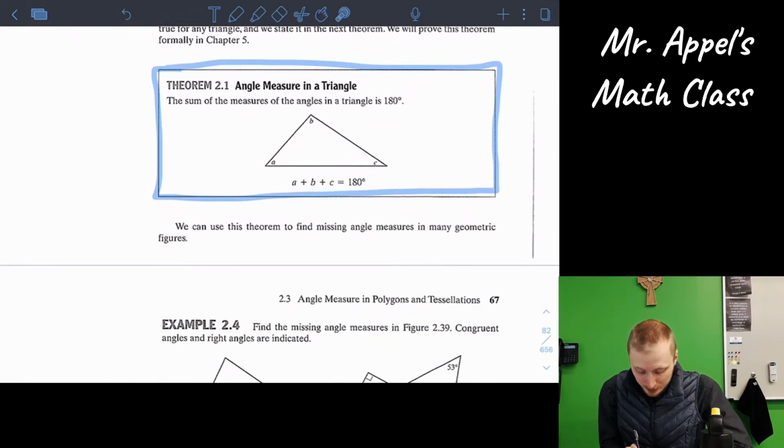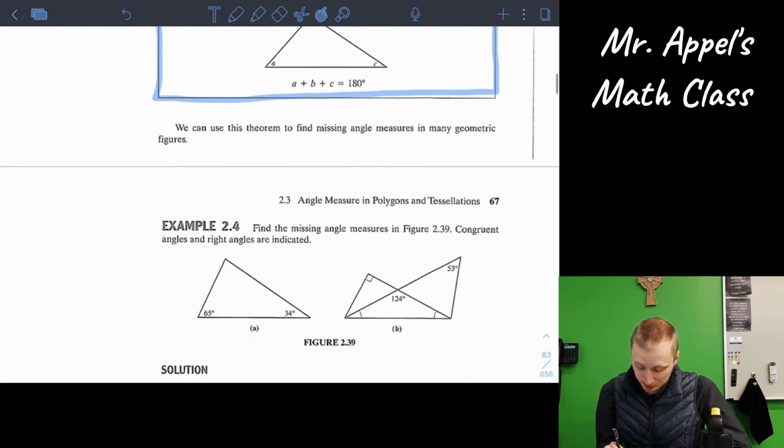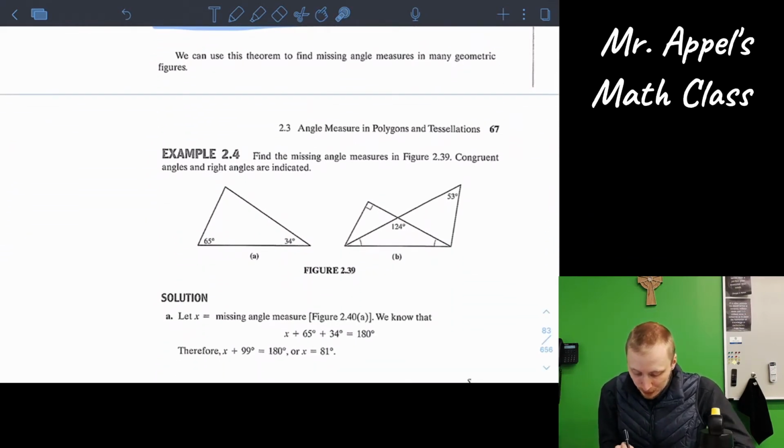Right, and then we can use this theorem to find missing angle measures in many geometric figures, because a lot of things include triangles or can be broken down into triangles. Take a look at this example. Find the missing angle measures in figure 2.39. Congruent angles and right angles are indicated.